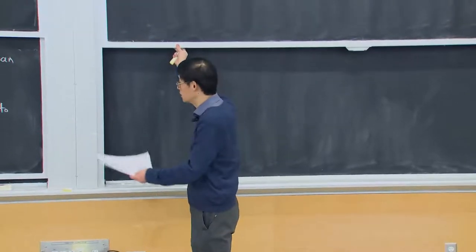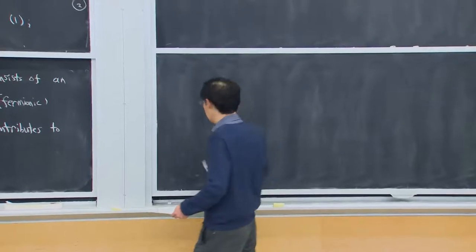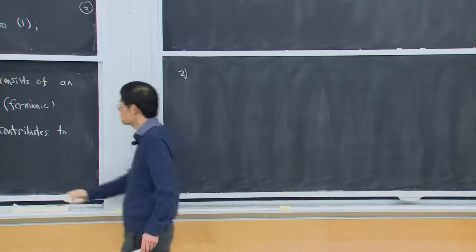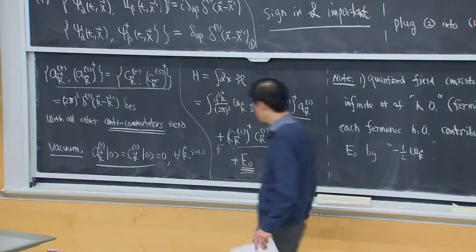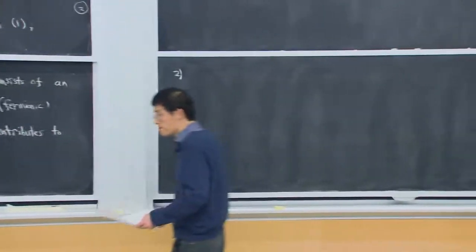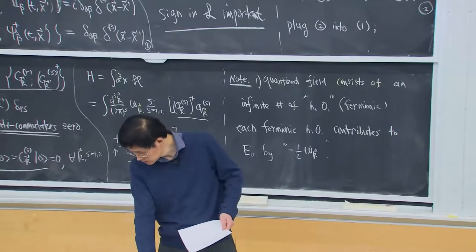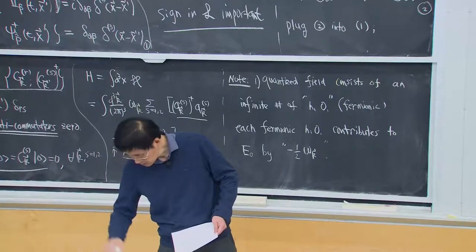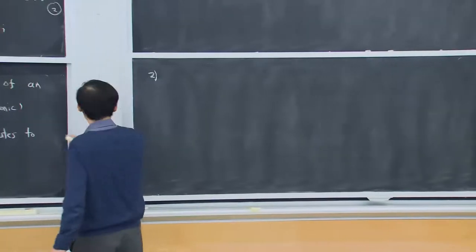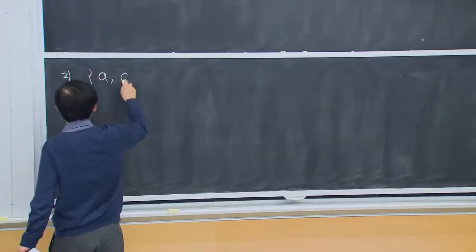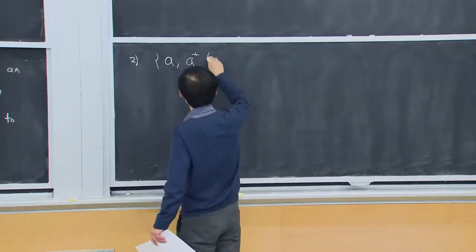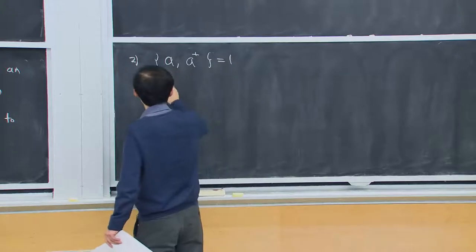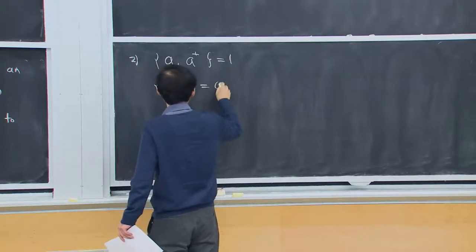So let me also say why we call it fermionic. A feature of this fermionic harmonic oscillator is that you can create a state. Let me make some general remarks. Say you have a harmonic oscillator satisfying this kind of relation. Let's just look at one set of them.